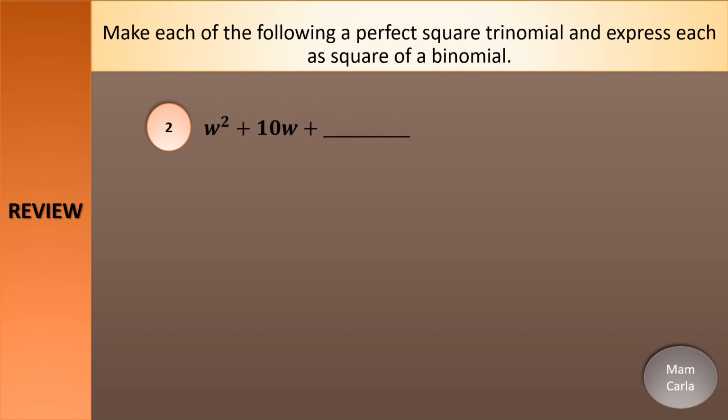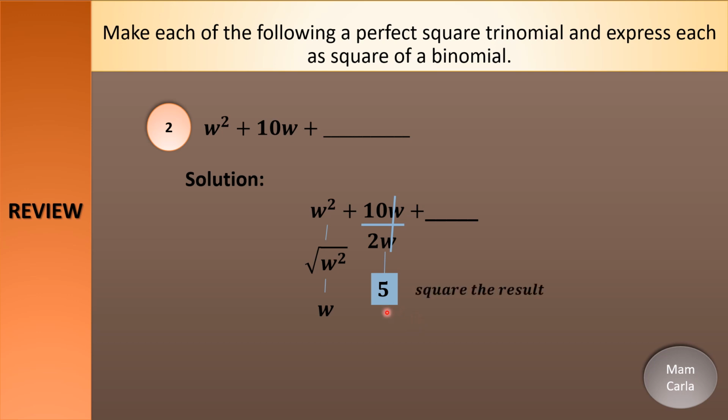Let us have the second example. We have w squared plus 10w plus blank. So again, for the solution, we need to get the square root of the first term, which is w, and then 2 times w, and that is 2w, and we divide 10w by 2w, and the result is 5, and then we square 5, and that is 25. Now for the square of binomial form, we get the square root of w squared, which is w, the square root of 25, which is 5. So the answer is quantity of w plus 5 raised to the second power.